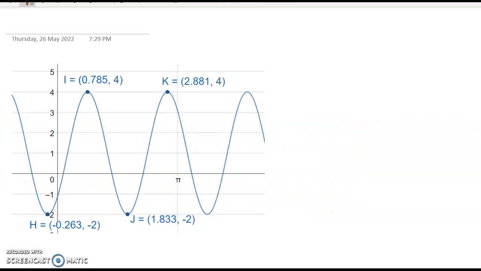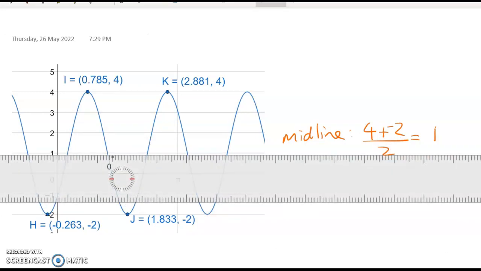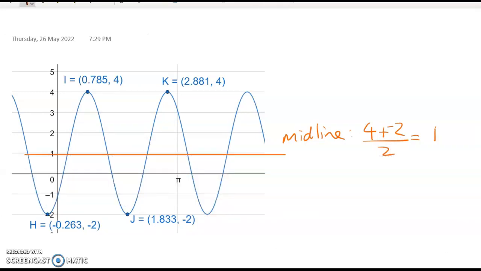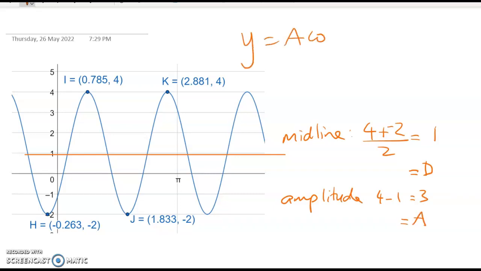I'm hoping that you guys are going to be good with doing the features of that, but in this one, the first thing we do is we look at the midline. The midline is 4 plus negative 2 over 2, which is 1, so it's got a vertical shift of 1. And we can whack that onto the graph, because that's going to help me see where the midpoint is. What's next? So that is my D, and my amplitude is going to be 4 minus 1, which is 3, so that's A. So let's model this as a cosine curve first.